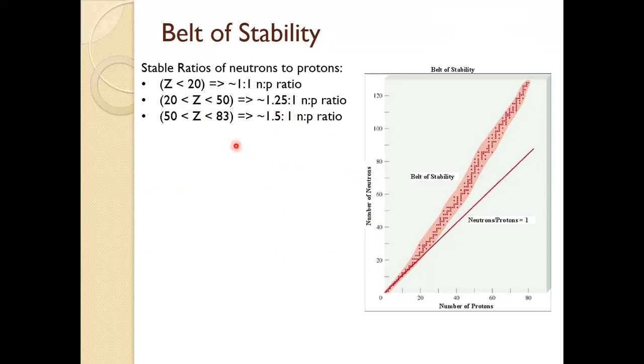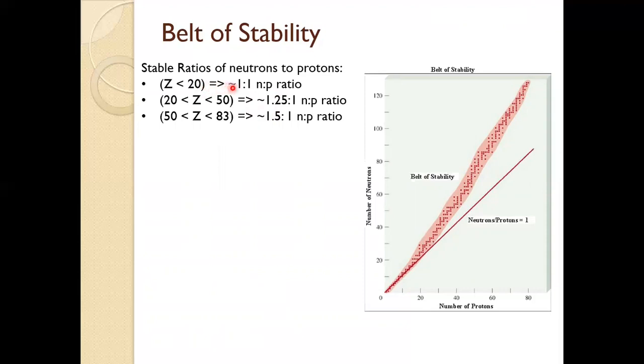And when we get particularly heavy isotopes, 50 to about 83 for the atomic number, the ratio has to be even greater, 1.5 to 1. Notice as the number of protons increases, and therefore the electrostatic repulsive forces increase, we have to have, relatively speaking, more neutrons, therefore more of that strong force to counteract those additional electrostatic repulsive forces and still be stable. So these are the special ratios we want to keep in mind that will help us predict whether a particular isotope will be stable or unstable.